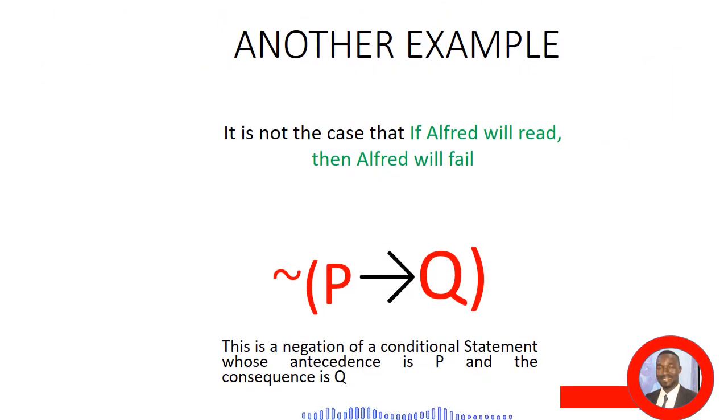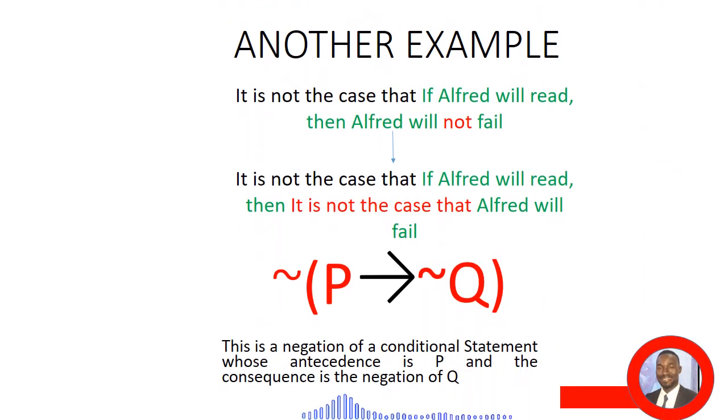Let's look at another example. It is not the case that if Alfred will read, then Alfred will fail. A look at this statement shows that it's the negation of a conditional statement. And if you recall, I told you parentheses are used to avoid confusion. Now, to show that the whole statement is carrying a negation, the negation comes first, then a parenthesis before the conditional statement, which is symbolizing that the whole conditional statement is negated. And here we have a negation of a conditional statement whose antecedent is P and the consequence is Q.